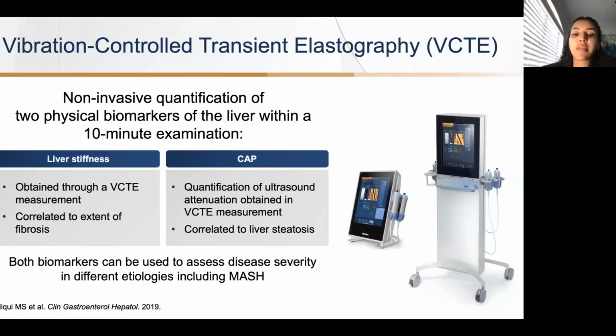And then we also get a second measurement called the CAP score. The CAP score is used to quantify fat within the liver. So we can use that to correlate just how much steatosis there is within the liver tissue. So both of these markers can be really helpful when we are diagnosing and then stratifying risk for MASH, because not only are we determining is there extra fat, and if so, how much, we can also determine if there's any significant fibrosis within the liver tissue.